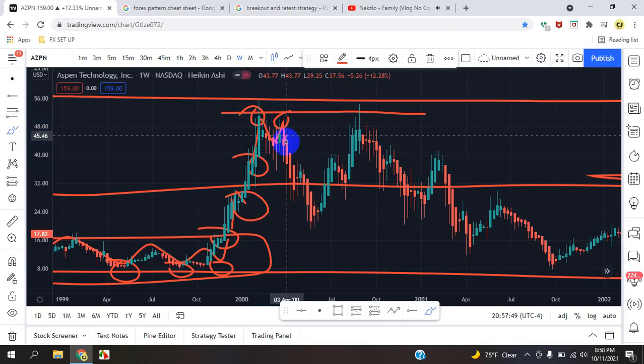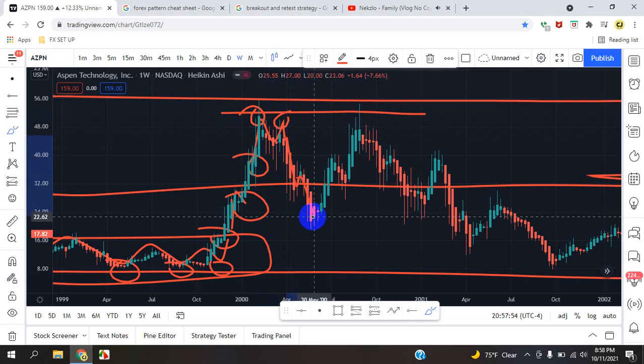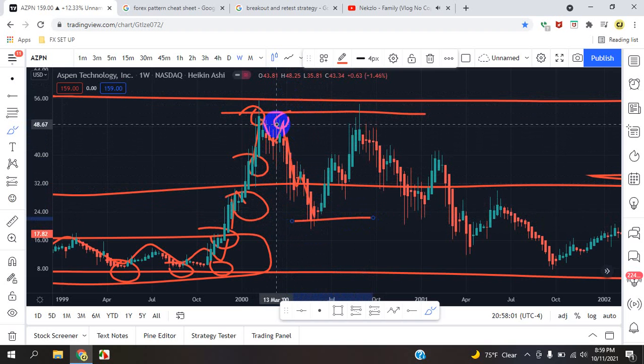Okay, got that M. Market came back to retest again. And it pushed back down to lows. The market broke below that midpoint area. So we got 2 pushes to the bottom from the area of highs.